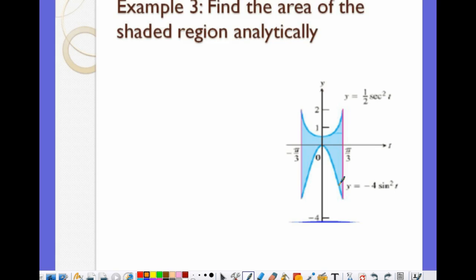So what I'm saying is that the integral from negative 5/3 to 5/3 will be equal to 2 times the integral from 0 to 5/3 for these two functions.